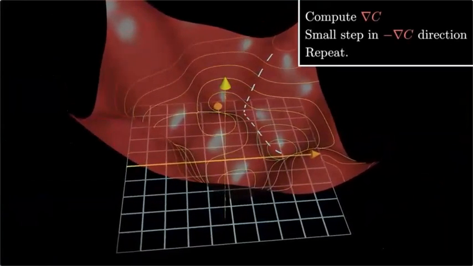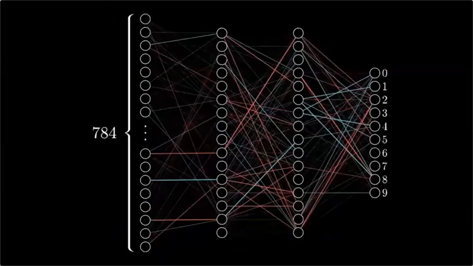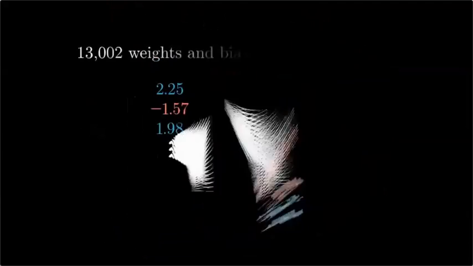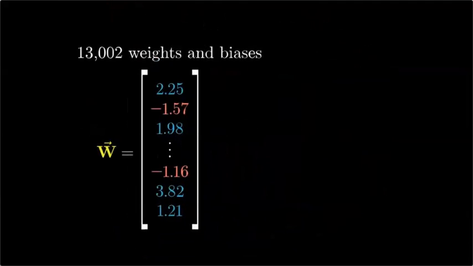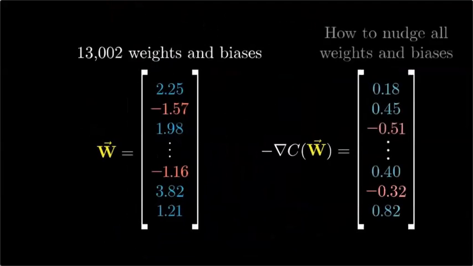It's the same basic idea for a function that has 13,000 inputs instead of 2 inputs. Imagine organizing all 13,000 weights and biases of our network into a giant column vector. The negative gradient of the cost function is just a vector. It's some direction inside this insanely huge input space that tells you which nudges to all of those numbers is going to cause the most rapid decrease to the cost function.